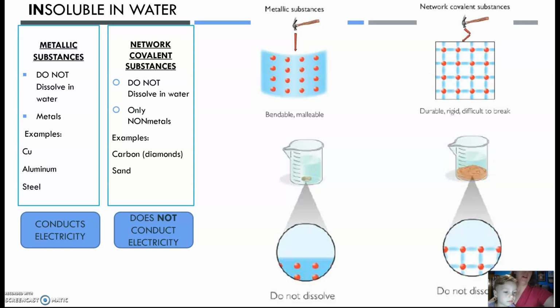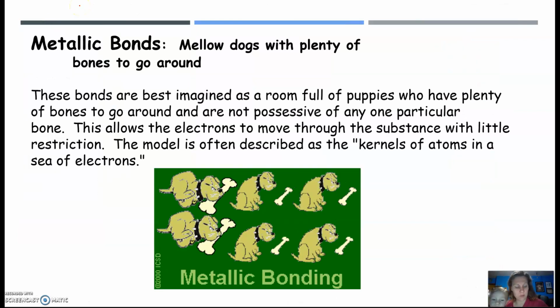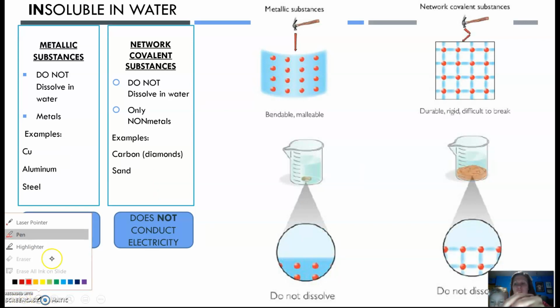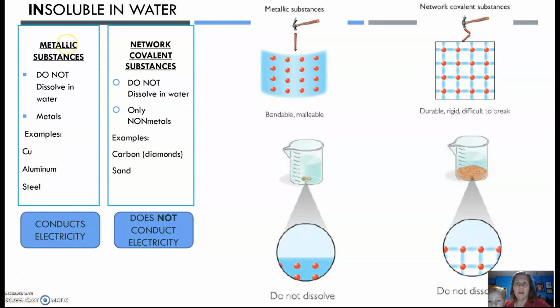So, the other 2 categories, the 2 types of bonds that are insoluble. That's the big fancy word for not dissolving. We're not going to focus too much on these guys because we're not going to worry about naming rules. They don't really have their own naming rules. They get their own new names.